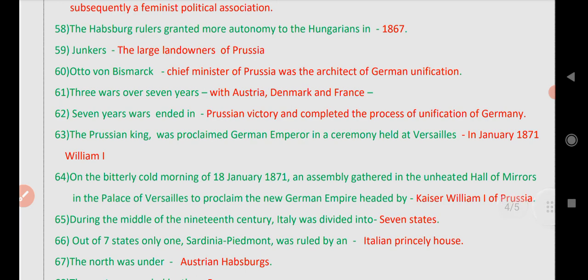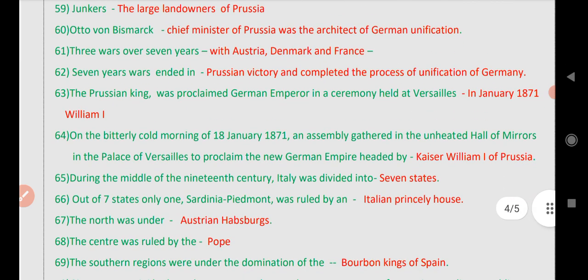The Habsburg ruler granted more autonomy to the Hungarians in 1867. Junkers were the large landowners of Prussia. Otto von Bismarck, chief minister of Prussia, was the architect of German unification.